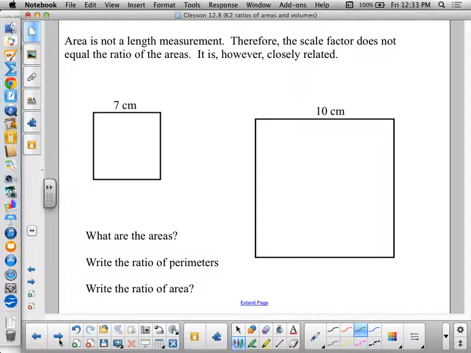Area is not a length measurement. This should not be a shock to anybody. But nonetheless, let's highlight it. Therefore, the scale factor does not equal the ratio of the areas. For example, here I have two squares. The scale factor is clearly 7 to 10. That's the scale factor.